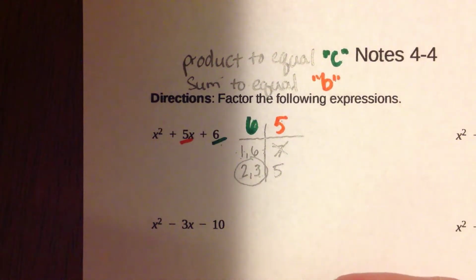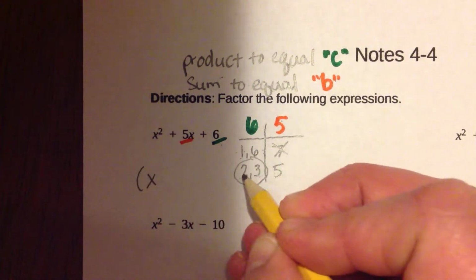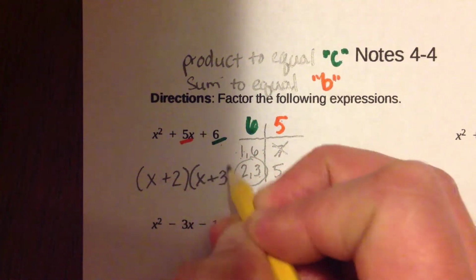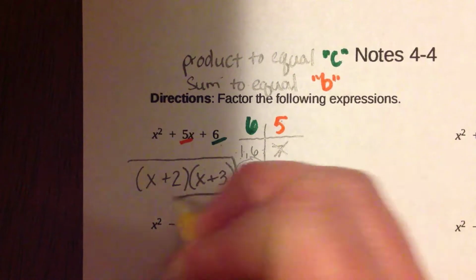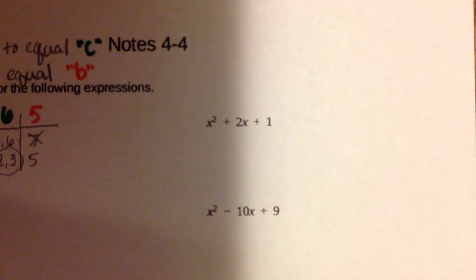But again, like I said, I'm going to make these into two binomials. So this factors out to be, these are positive numbers, x plus 2 times x plus 3. And that is my answer. Let's look over at our next one.